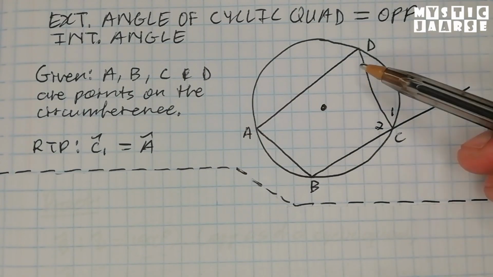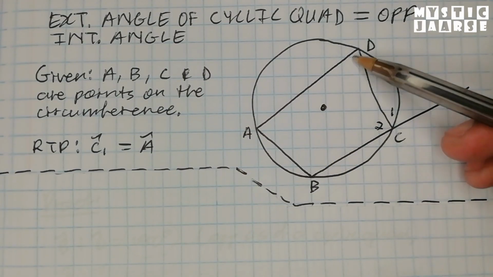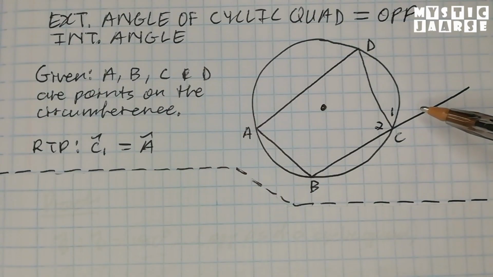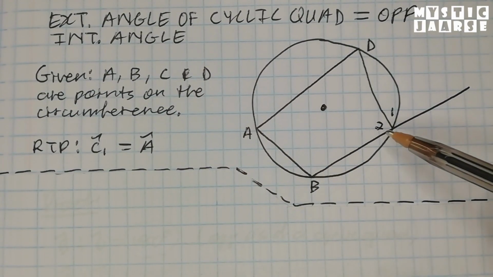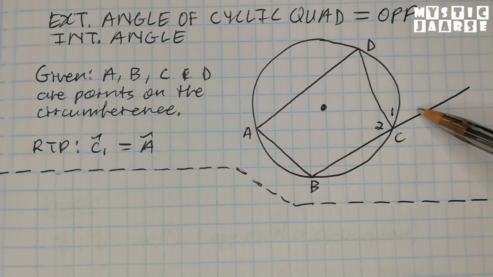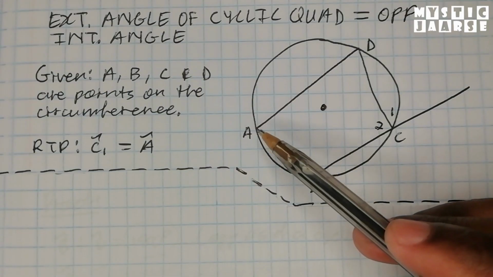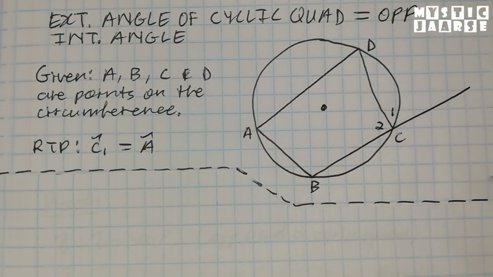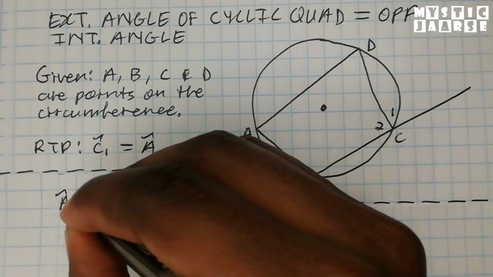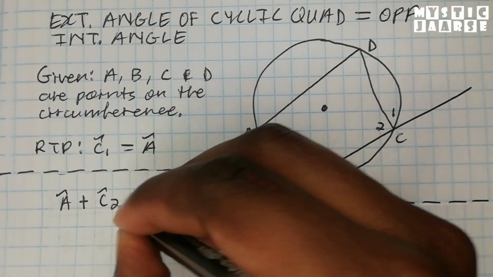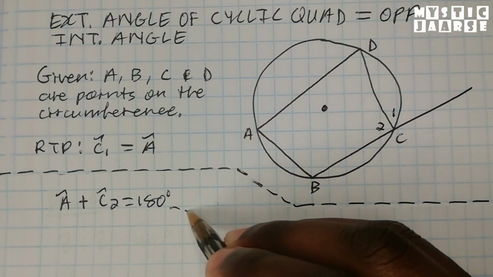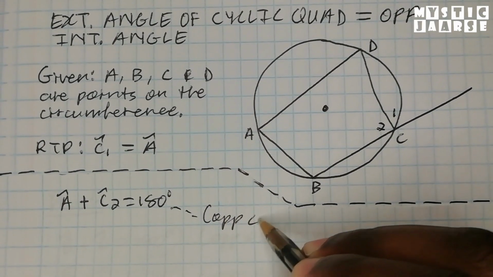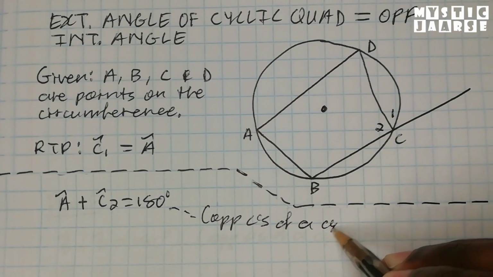If we use this one, then we have nothing to link them to angle C1. But if we use angle A and angle C2, we can link angle C2 with angle C1 by saying both angles are on a straight line. So we're going to use angle A and angle C2. We say angle A, when you add it with angle C2, you get 180 degrees. Why? Because these are opposite angles of a cyclic quad.